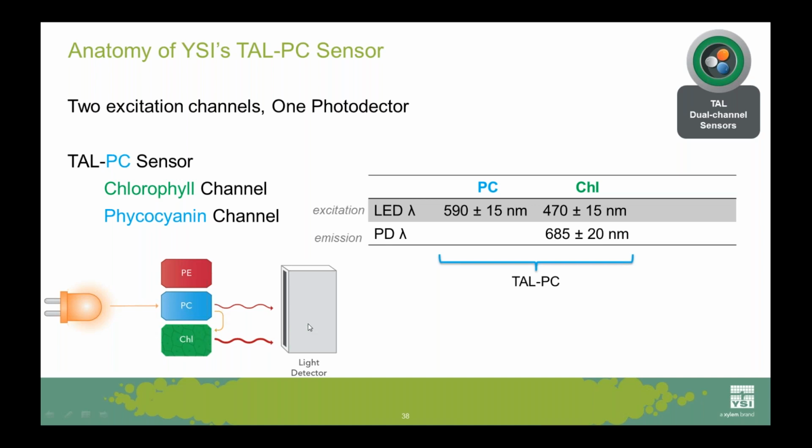And what we're detecting on the emission side with the photodiode is still 685 nanometers plus or minus 20. So you have a different excitation, but the same emission wavelength being detected. This is very unique to YSI sensors, and it's among the reasons that our sensors are so sensitive. We are using the phycobilisome as a signal amplifier, and we only detect the chlorophyll.